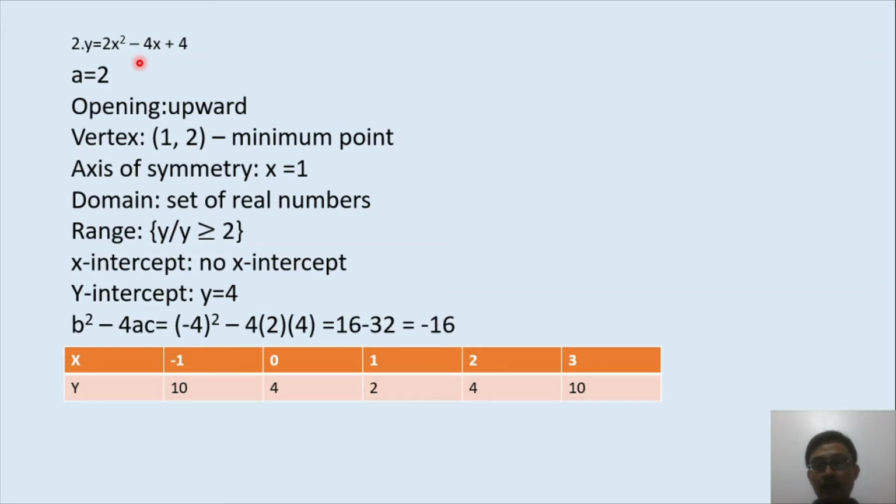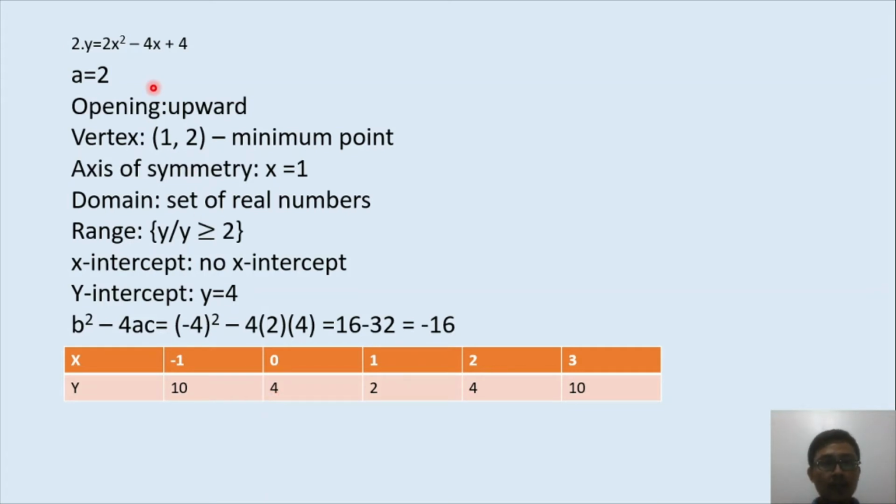And then, doon naman sa 0, if x is 0, y is 4. So, tatakpan ko lang yung 2x squared tsaka negative 4x. 4 na lang yung matitira. So, ang y natin is 4.